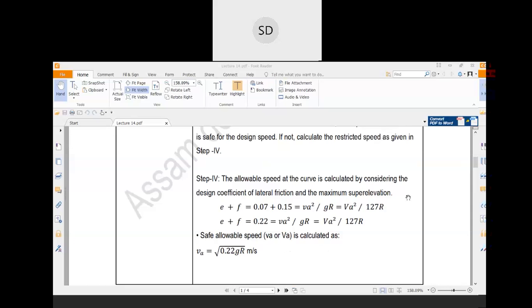Now, if that calculated speed is less than the design speed, in that case you have to restrict the speed over that area. That means the design speed cannot be provided over there, and you have to restrict the speed to maintain safe passing through that horizontal curve. Otherwise there may be chances of some accident over that place.